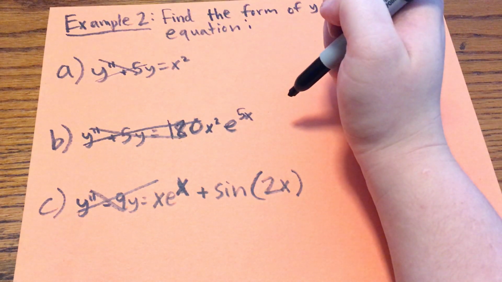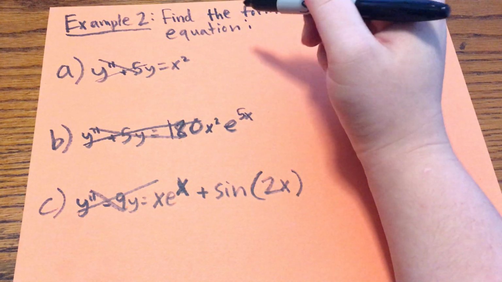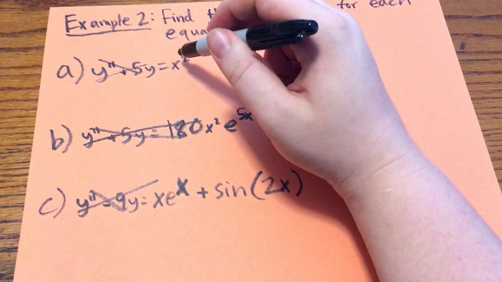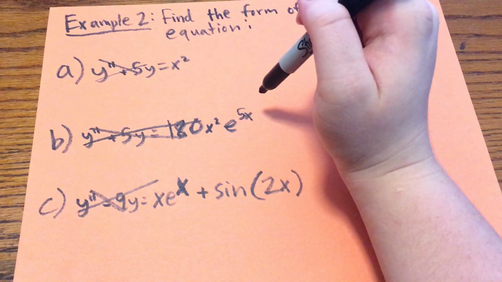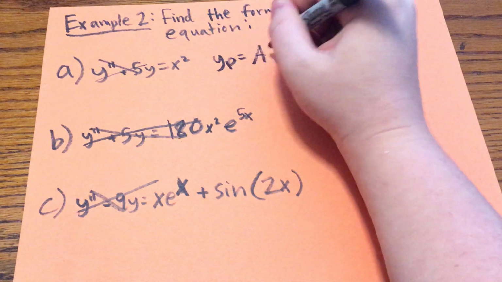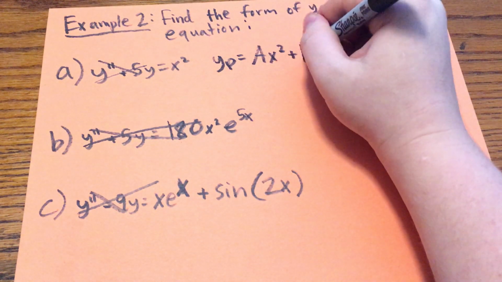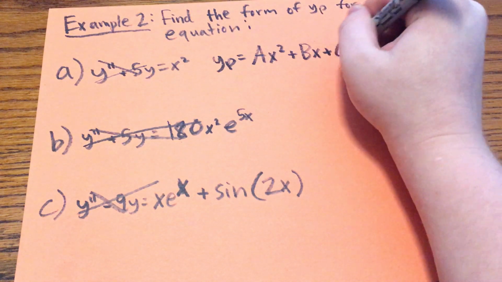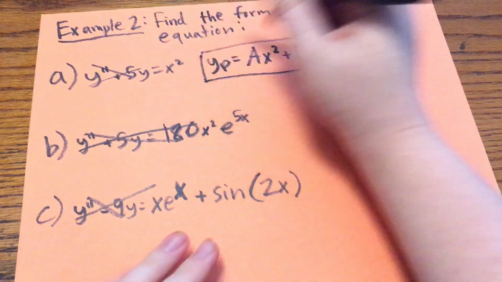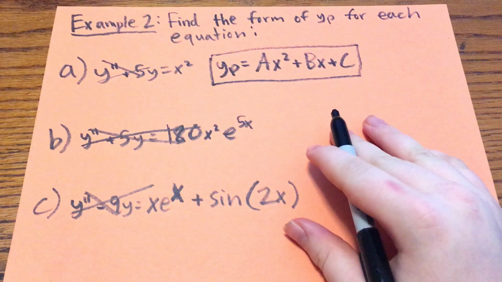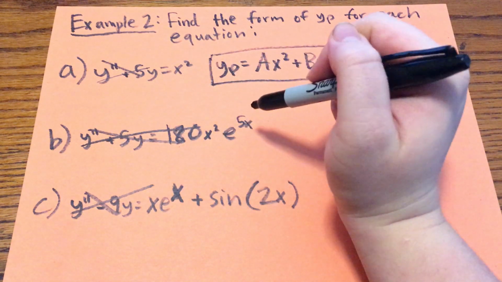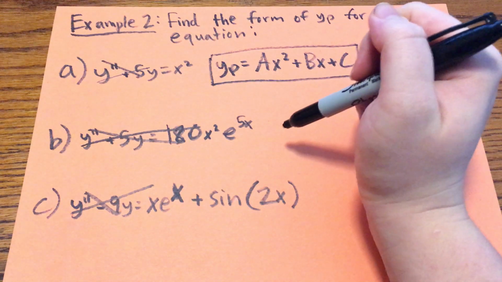Now, if you remember what I said before, we want to find a form of y sub p such that all of the derivatives of this will be included in it. The way we do that is we just say y sub p equals ax squared plus bx plus c. And I hope that makes sense, because if you calculate the derivatives of x squared, it will be 2x and then 2 and then 0.